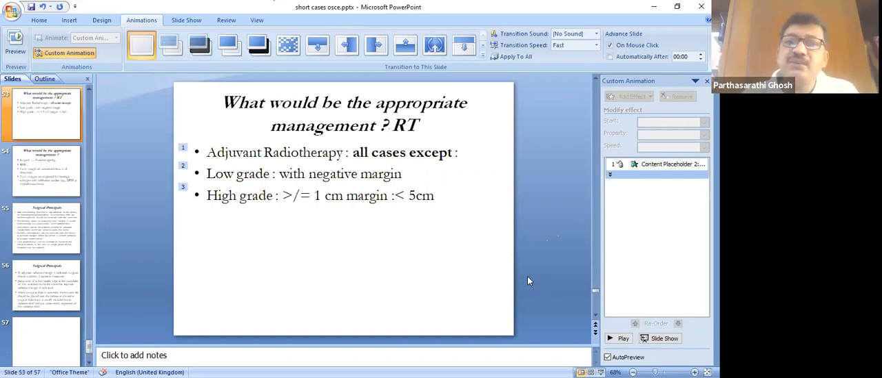In these cases, you don't need to give radiotherapy. Otherwise, you have to give radiotherapy in all the cases. Right. What is the surgical principle that is followed in case of soft tissue sarcoma?